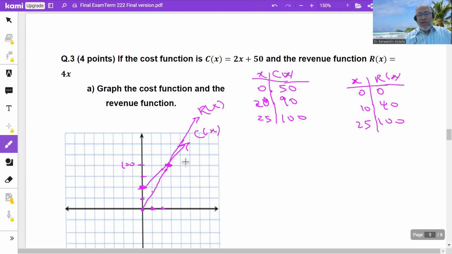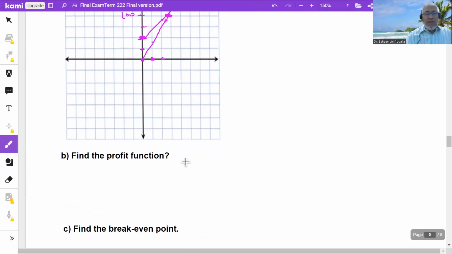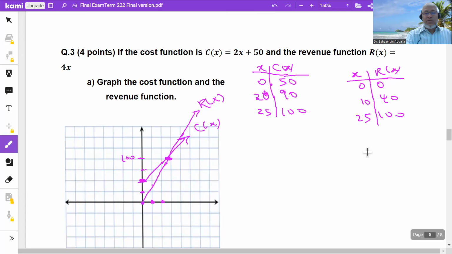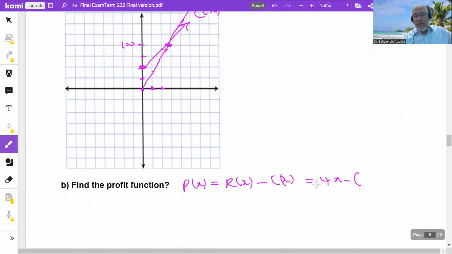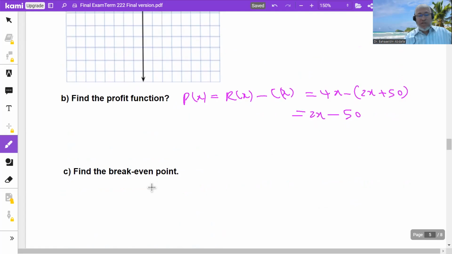Graph the cost function and the revenue function, that's the graph. Find the profit function. Okay, the definition of the profit function is the revenue minus the cost. So the revenue is 4x, and the cost is 2x plus 50. 4x minus 2x is 2x, minus 50, because the minus will be distributed. So that's the profit function, 2x minus 50.